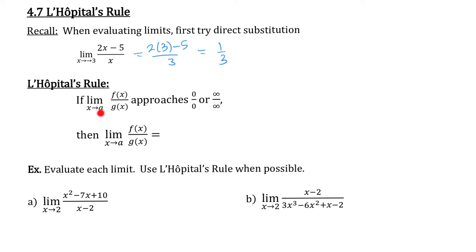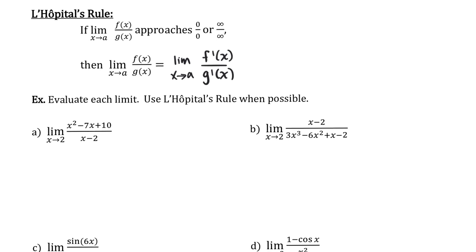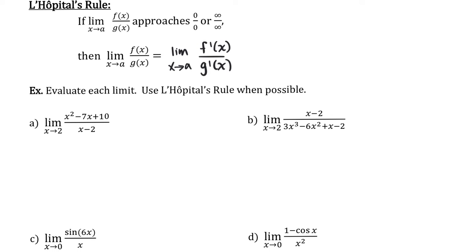Okay, now L'Hopital's rule addresses the indeterminate limits where we had to do extra work. So if the limit as x approaches a of some quotient f of x over g of x approaches 0 over 0 or infinity over infinity, which were the indeterminate forms where we had to do extra work to evaluate the limit, then the limit as x approaches a of f of x over g of x is actually the same as the limit as x approaches a of the derivative of the numerator over the derivative of the denominator. Isn't that weird? Okay. We're going to use L'Hopital's rule when possible on these things.